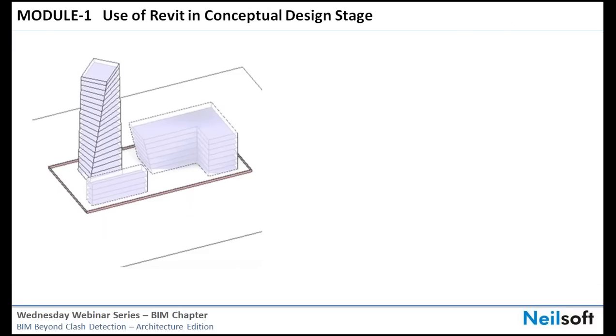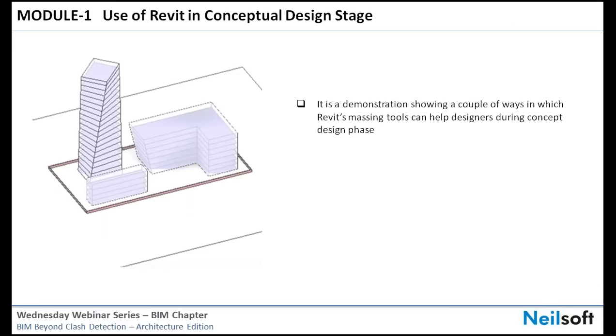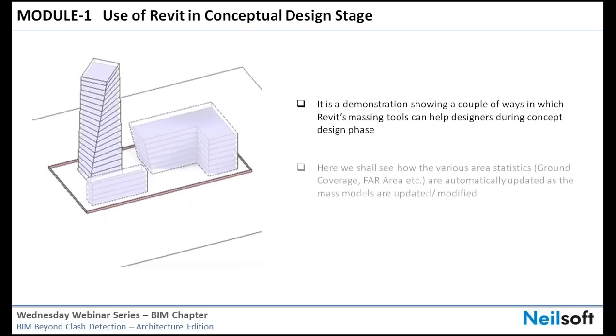So we will just start with module 1. I think I have mentioned this earlier. It's a demonstration showing a couple of ways in which Revit's massing tools can help designers during the concept design phase. We shall see how the various area statistics are automatically updated as we update or change our mass models.